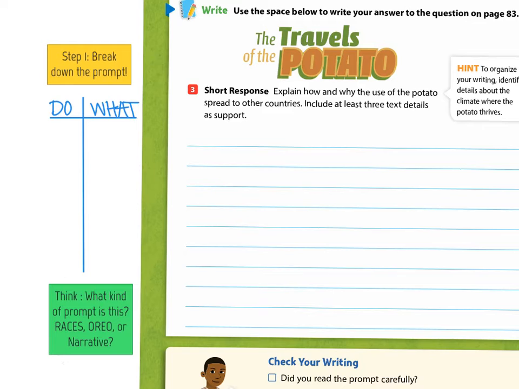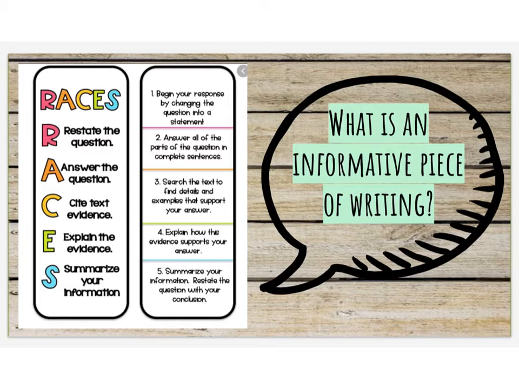So we would break down that prompt with our Do What T-chart. And we would think, what kind of prompt is this? RACES, OREO, or narrative? Let's have a quick review of what evidence means when we're writing.